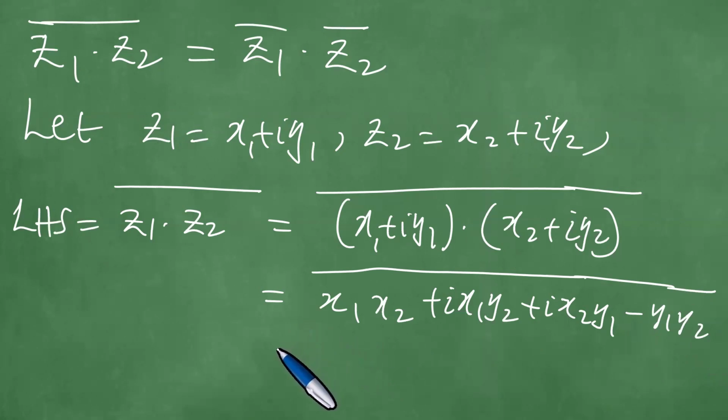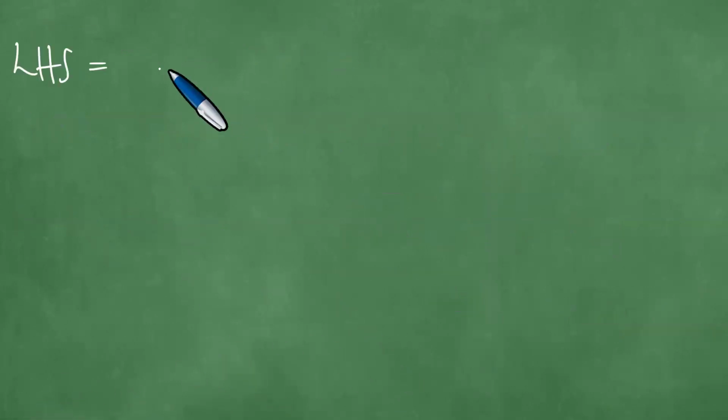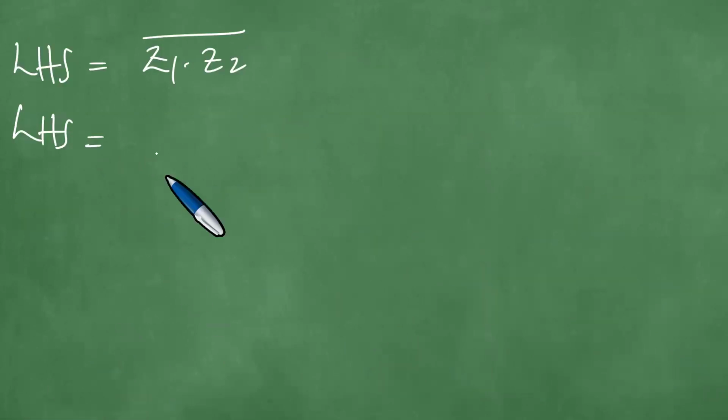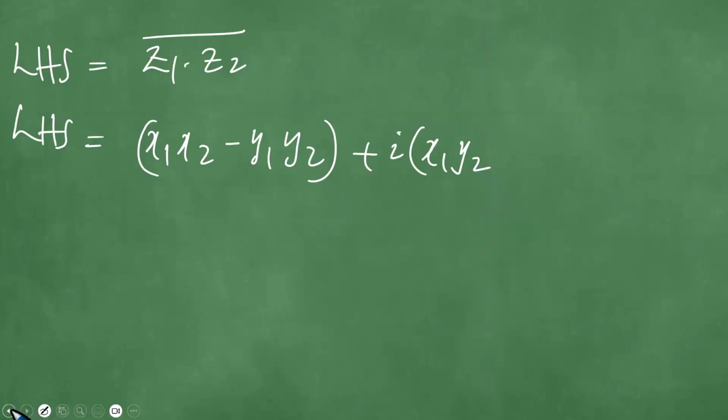And then we continue, now we need to do the grouping. So in other words, you'd have the left-hand side, the complex conjugate of Z1 Z2, and it is X1 X2 minus Y1 Y2, in parentheses like this, plus i into X1 Y2 plus X2 Y1, and then you have this.